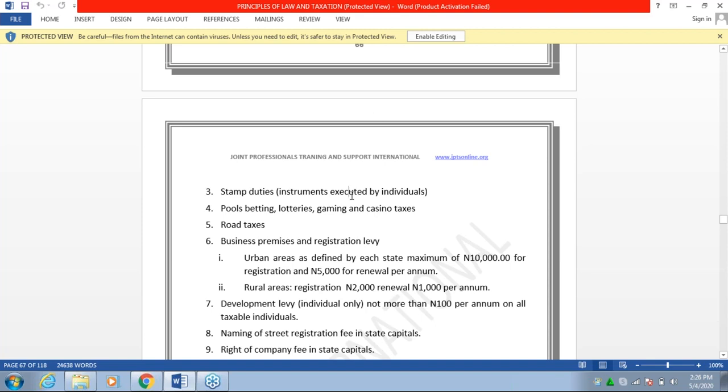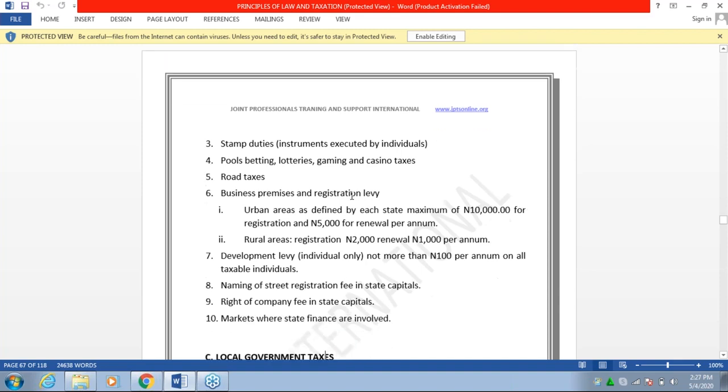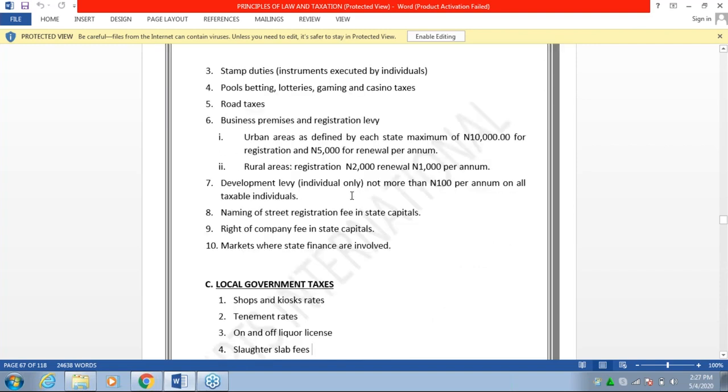So that is, then we have what they call business premises and registration levies. That one varies depending on the locations. Number one, as defined by each state, there is a maximum of 10,000 naira for the registration and 5,000 naira for the renewal per annum. But if it is a rural area, registration of 2,000 naira for the business premises and registration levies and renewal of 1,000 naira per annum.